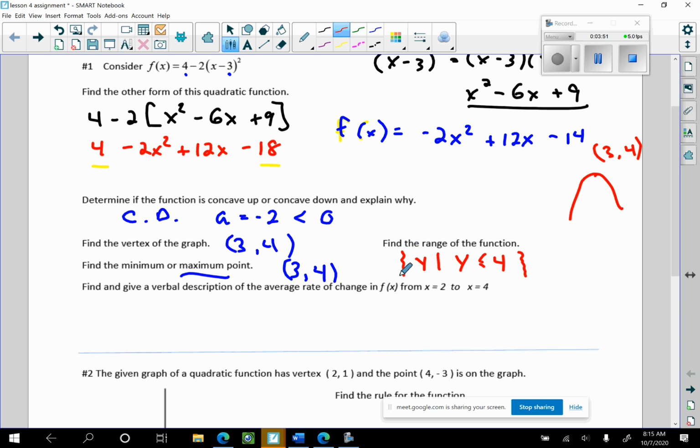Find and give a verbal description of the average rate of change. I was well surprised. I glanced at that while I was quickly reviewing this assignment. And if you notice, the average rate of change from 2 to 4 is 0. So from 2 to 4, it's 0. So this guy right here, f of 4 minus f of 2, that was 0. 4 minus 2 is 2. That was 0. So this thing neither increases nor decreases, on average, from 2 to 4.